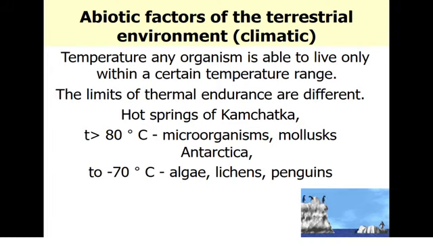And we will again talk about abiotic factors of the terrestrial environment, or climatic. The temperature. Any organism is able to live only within a certain temperature range. The limits of thermal endurance are different. Hot springs of Kamchatka, temperature more than 80 degrees Celsius: microorganisms, mollusks. Antarctica, to minus 70 degrees Celsius: algae, lichens, penguins.